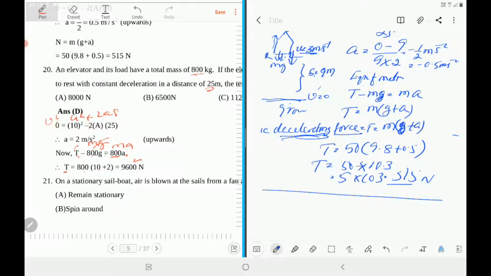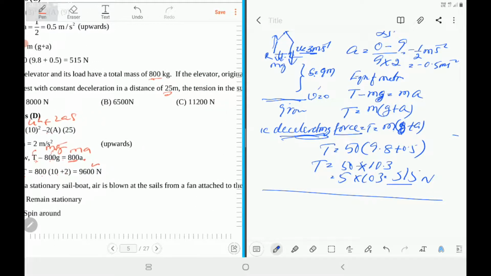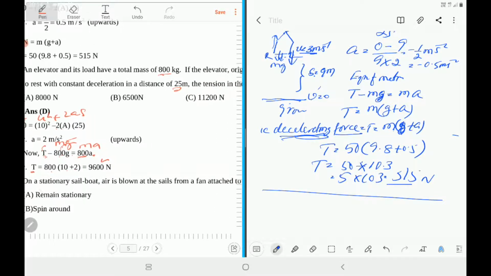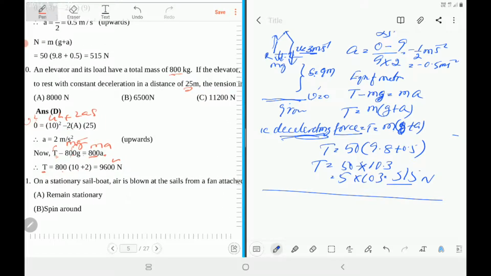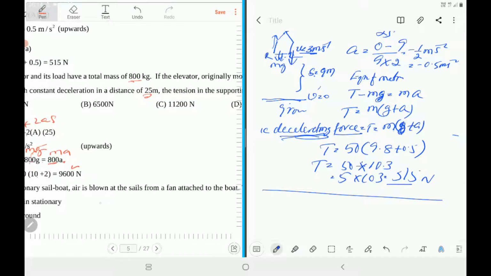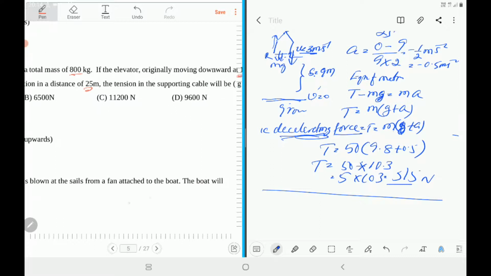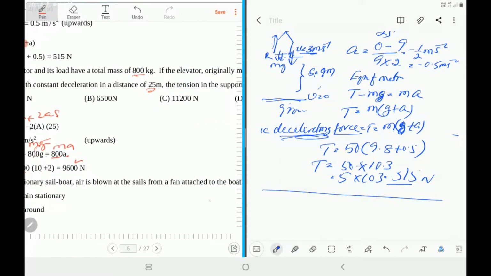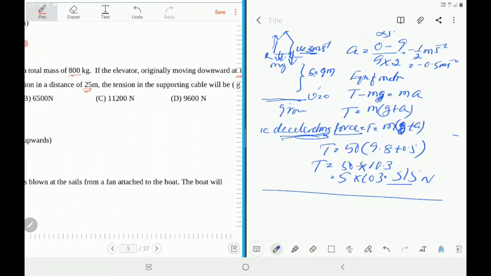It is an application of net force, mass times acceleration, for a spring. And the last one here, on a stationary sailboat, it is a boat problem actually. Air is blown at the sails from a fan attached to the boat. The boat and the fan both are an internal system, right? So you cannot kick yourself. When you are standing on a boat, by kicking the wall of the boat you cannot make it move.